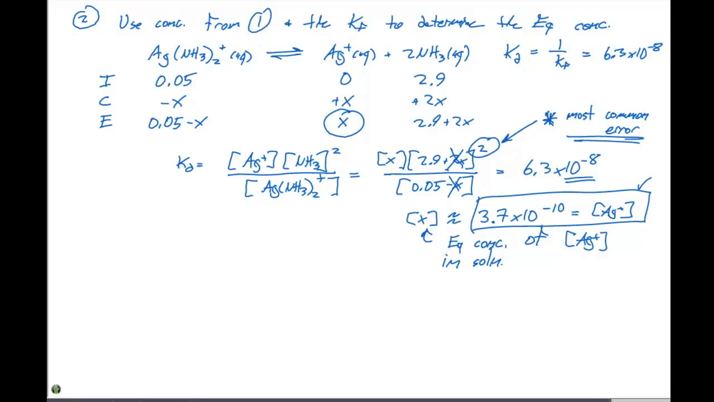Does anybody have any questions on these complex ion calculations? Yeah. In the question it says that there is also 0.05 molar chloride ions. Does that have anything to do with the problem? No, it doesn't. That's kind of like a head fake, additional information type of thing in there.